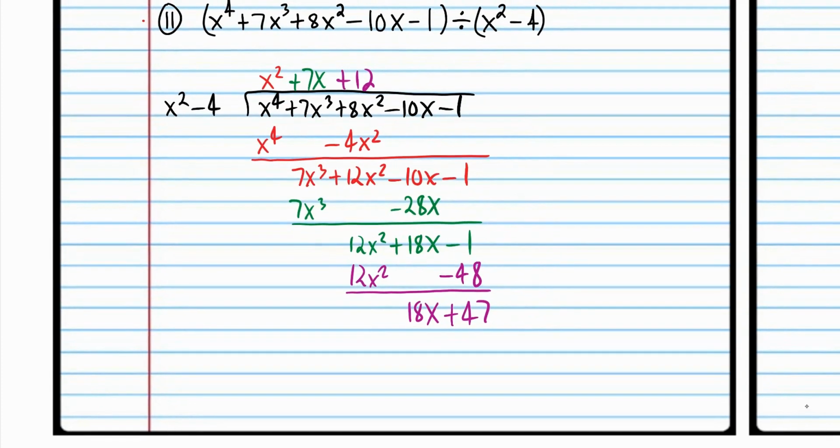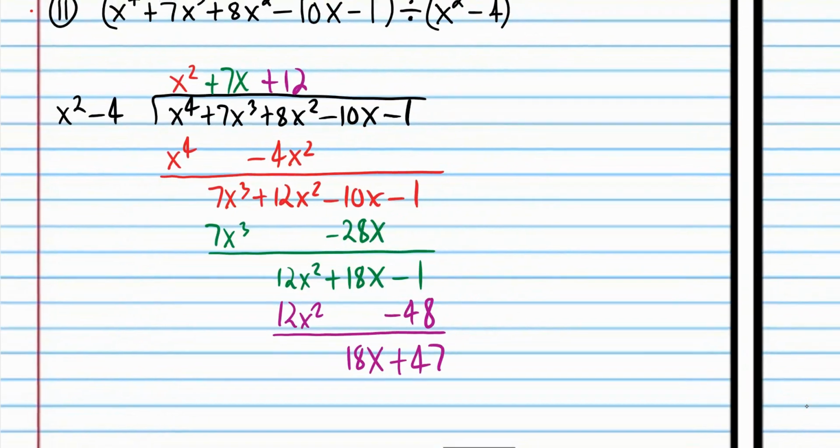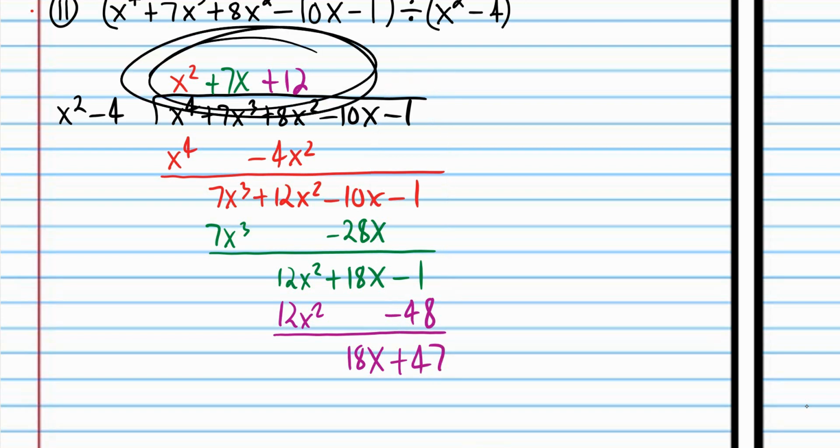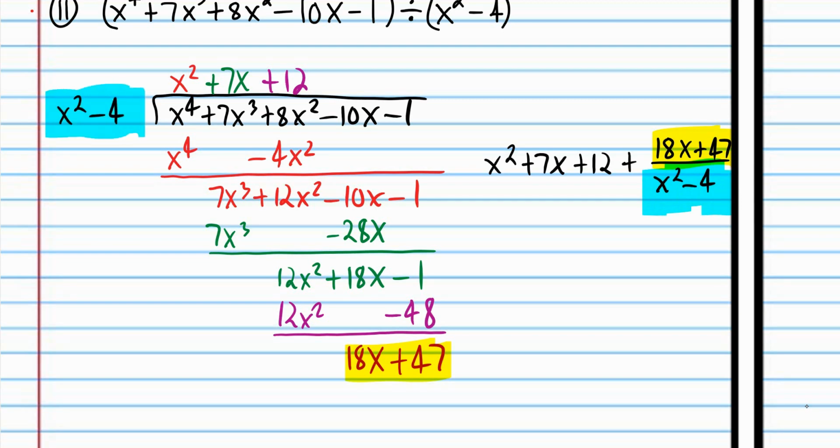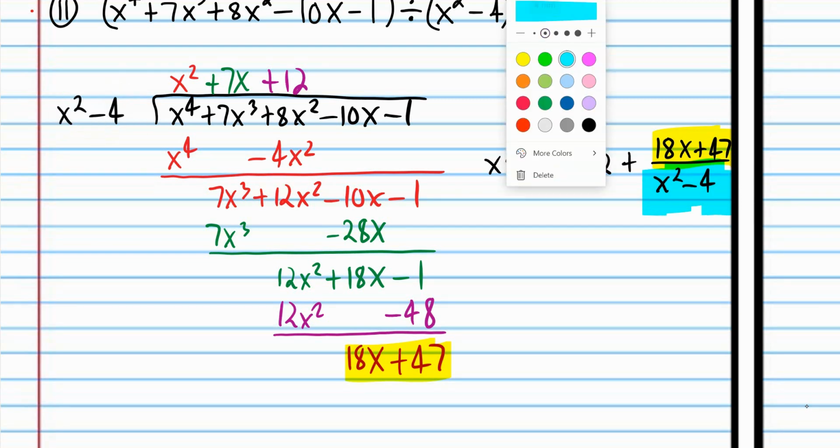So what does that mean? Well, it means we're done. There's no more numbers to subtract from. So we write this expression up here, x squared plus 7x plus 12, and then we add the remainder, 18x plus 47. I got that from down here, over, it's always going to be a fraction, over the divisor. I got that number from over here. Let me write that a little better.